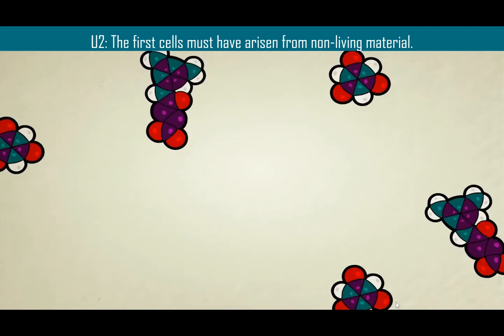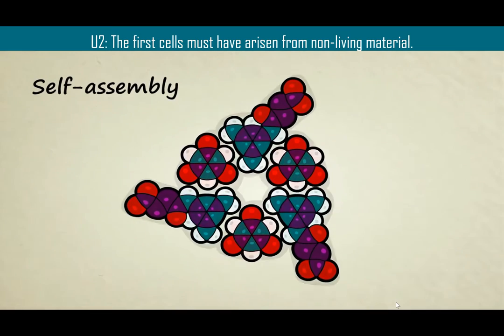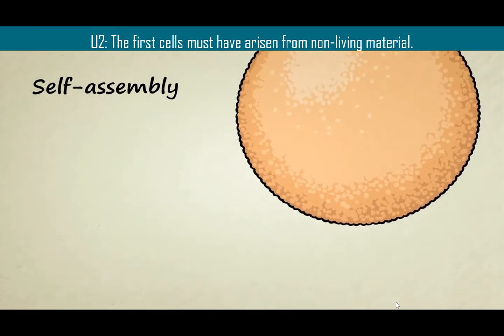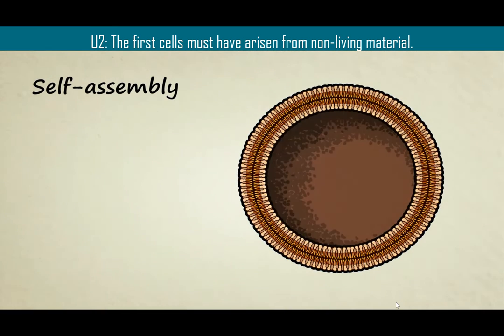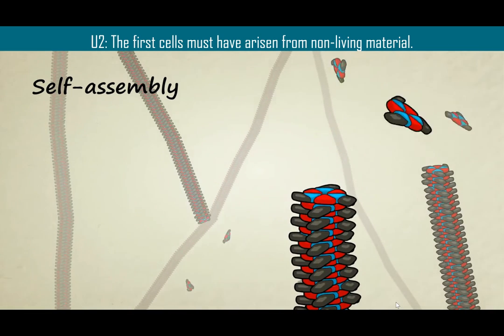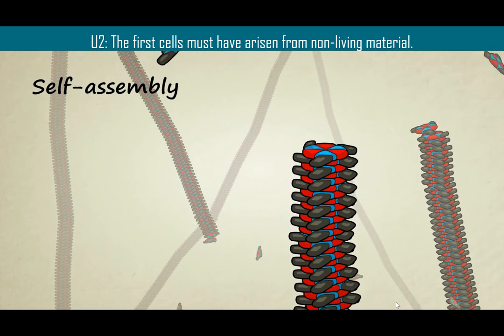Surprisingly, we've also found that certain molecules have the remarkable ability to self-assemble into complex, orderly structures. Some self-assemble into hollow spheres, almost identical to the membranes of modern living cells. Others self-assemble into long columns, remarkably similar to the strands of DNA found in life.